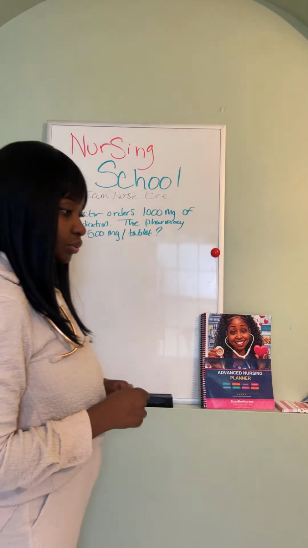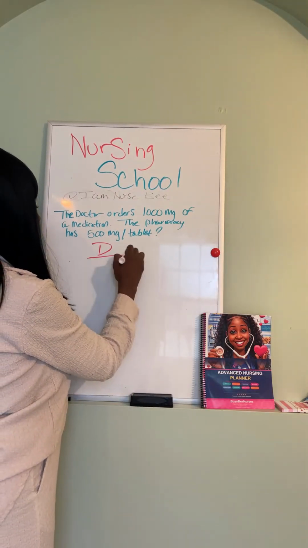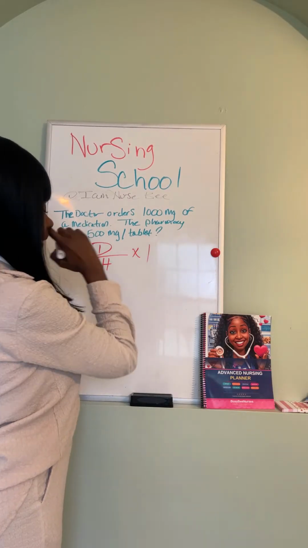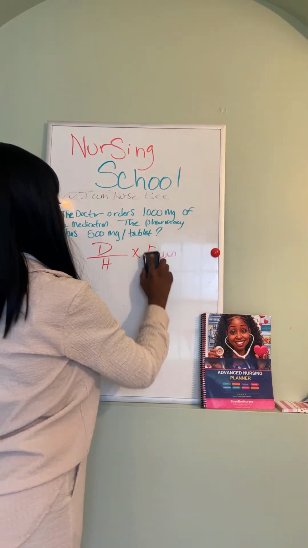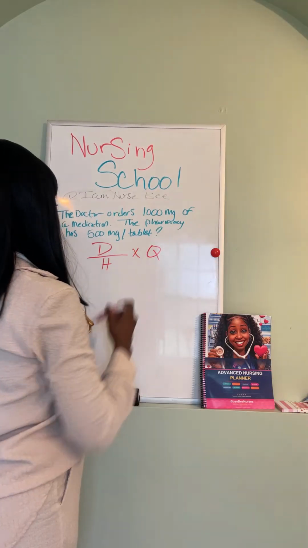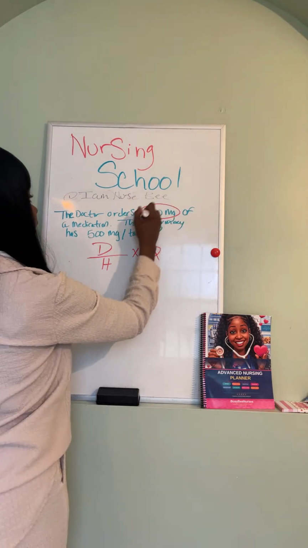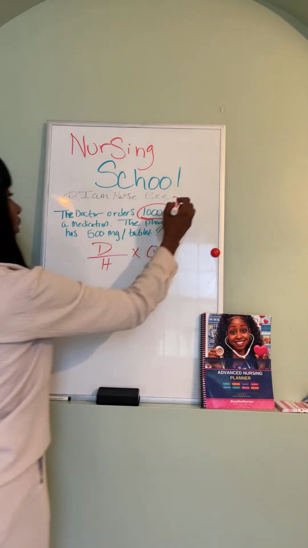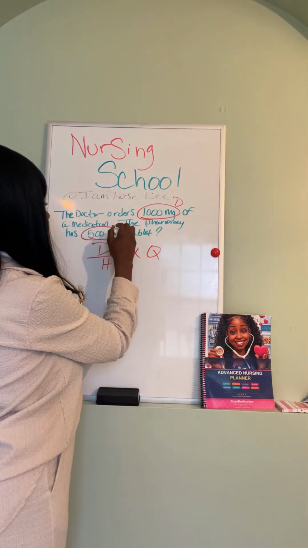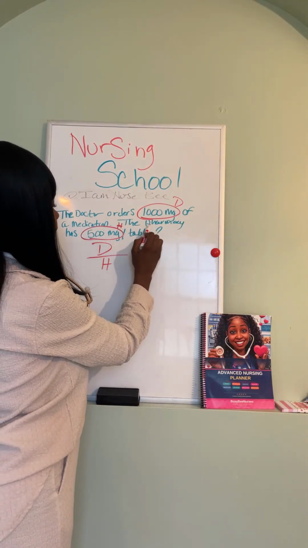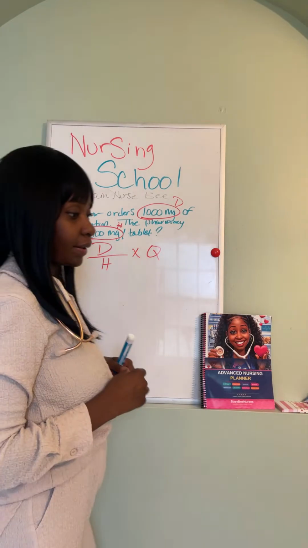Okay, how would you calculate this? So we would do desired over half again. Desired over half times the quantity. I'm not gonna write it out, but you guys will get it. So, what is your desired? The desired is here. This is what the doctor wants. What is your half? Right here. It basically says the pharmacy has 500 milligrams of this medication on hand.